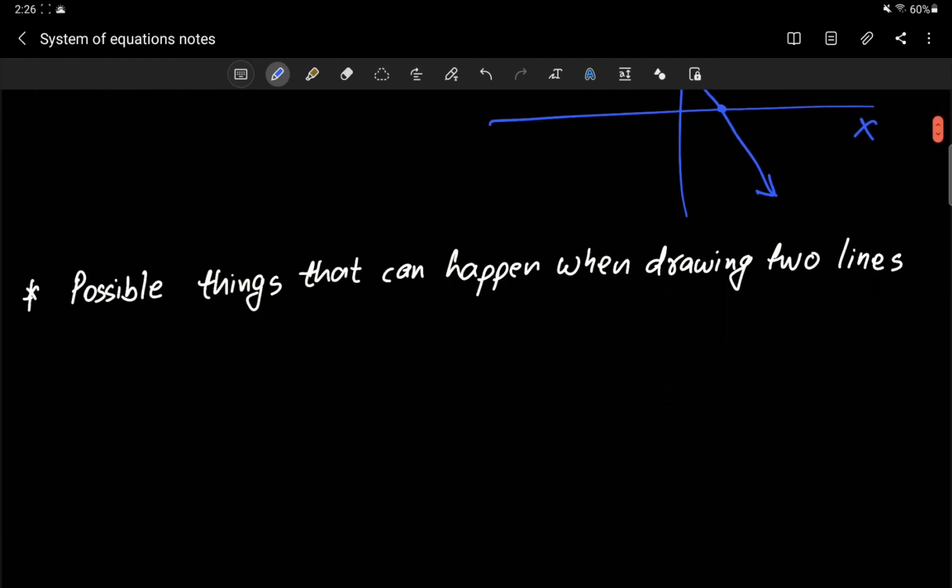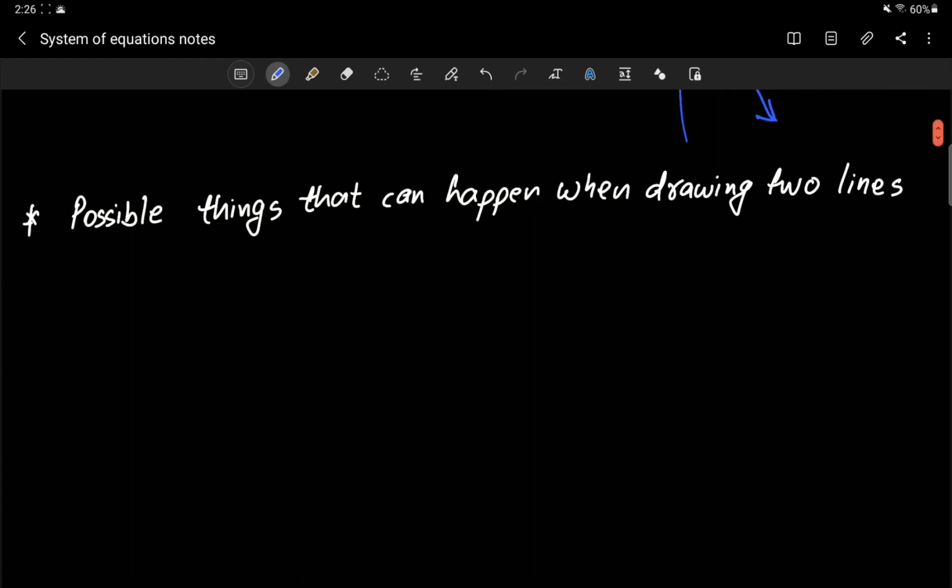So here's a question you can try to answer by pausing the video at this point and thinking about it: if I ask you to draw two lines, in how many possible ways can you do that? Pause the video and try to draw on paper how many different ways you can draw two lines.